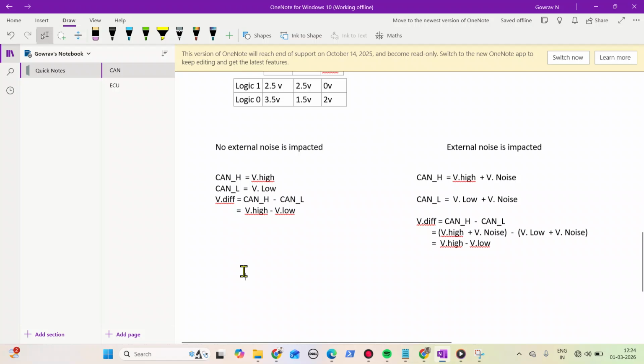We will come with an example here. We will see both scenarios. For example, consider I want to transmit logic 1. If I want to transmit logic 1, in CAN high I want to put 2.5 volts, correct? And in CAN low also. Consider this is CAN high. In CAN high I am putting 2.5 volts.